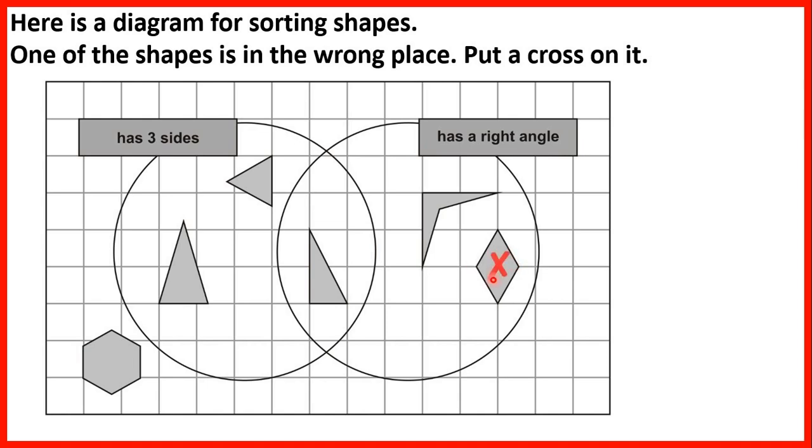So the shape that's in the wrong place is this shape here. It should be outside of both circles because it doesn't have 3 sides, but also it doesn't have a right angle. So this shape should be outside of both circles.